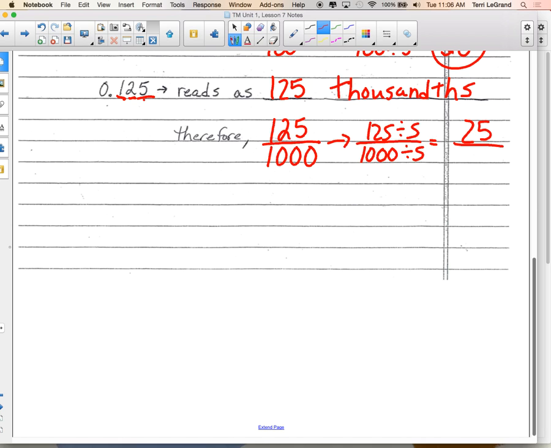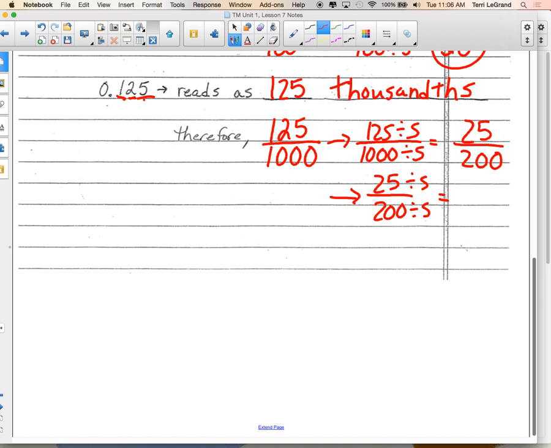Anybody know how many 5s are in 1,000? Sam? 200. Okay? Is that simplified enough? Wait a minute. They both end in a 5 and a 0. Wait a minute. That means what? We can still simplify more, so we have 25 over 200. They can both be divided by 5 again.